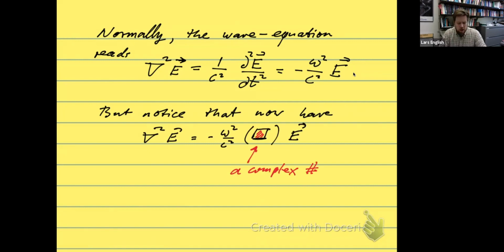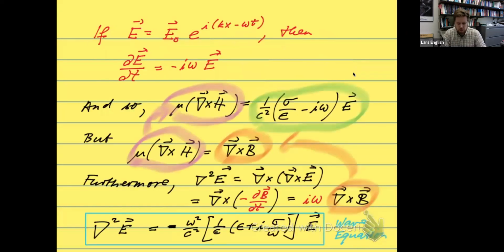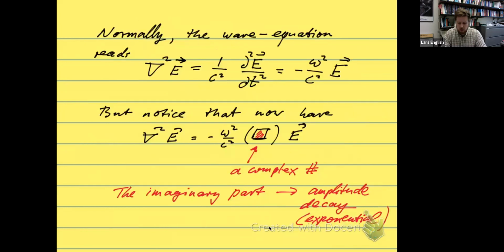So if you go back a slide, yeah, we do get the minus omega squared over c squared times E, but then there's this stuff sandwiched in between. So we have this minus omega squared over c squared times E, but there is also another factor appearing, and that's a complex number. It's not real, it's a complex number.